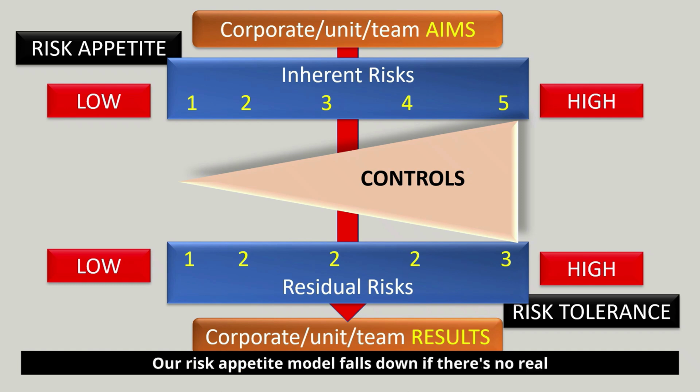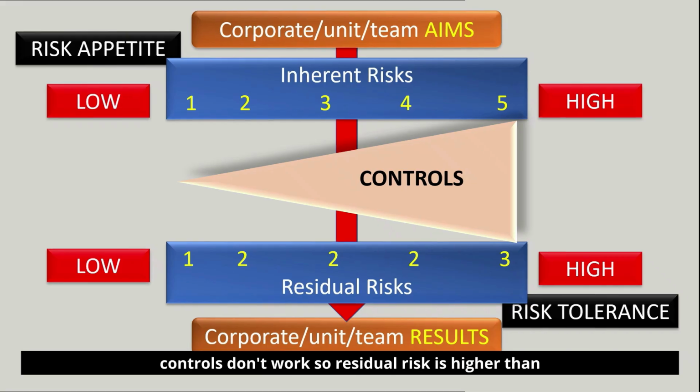Our risk appetite model falls down if there's no real understanding of inherent risk, risk appetite hasn't been properly defined, the control triangle is inappropriate, or controls don't work, so residual risk is higher than planned.